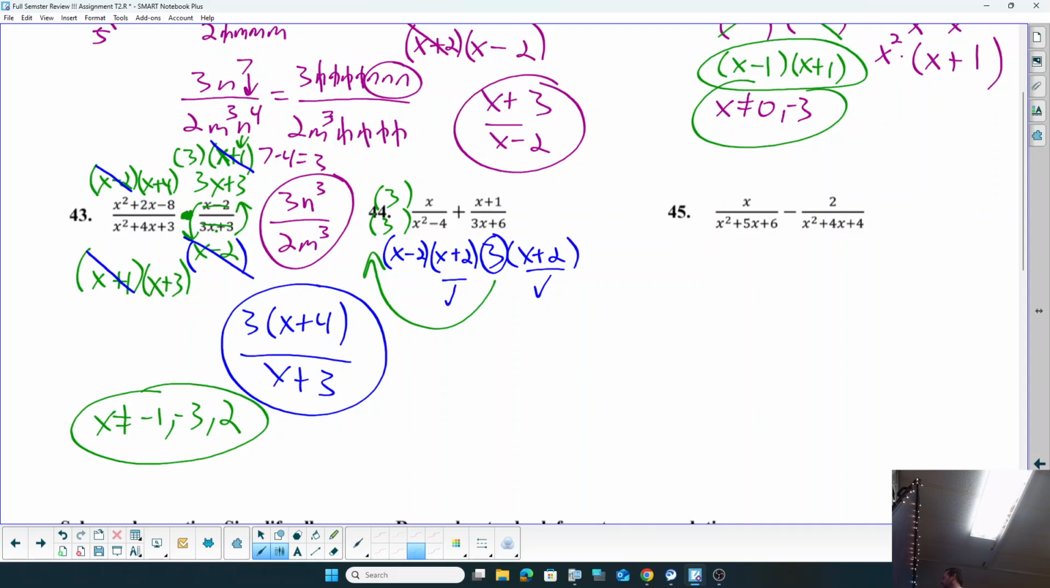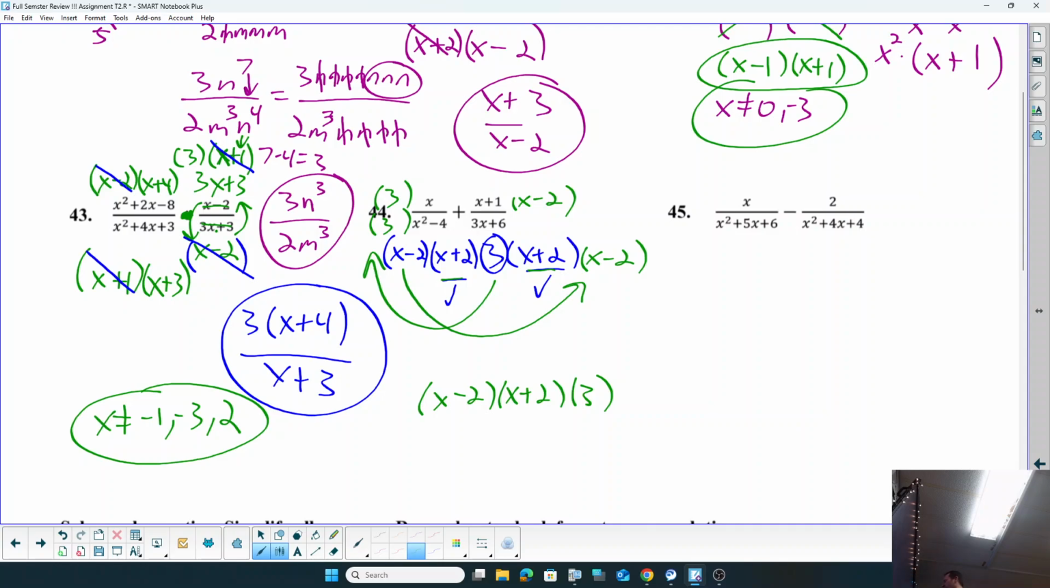And then this side has an x plus 2 already, but it's missing the x minus 2. So multiply that to the top and bottom. So now we have a common denominator of x minus 2 times x plus 2 with the 3. Right? So now, there we go.